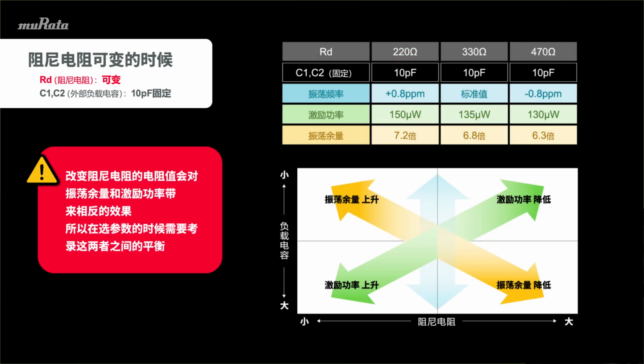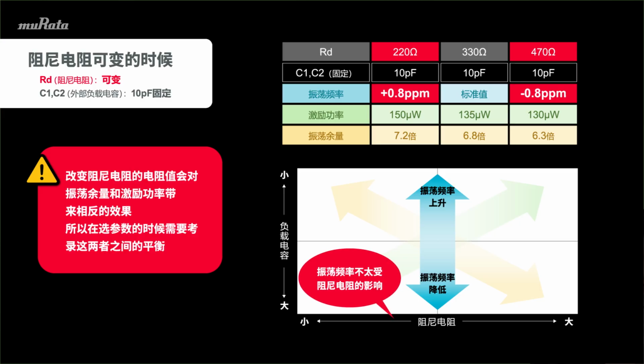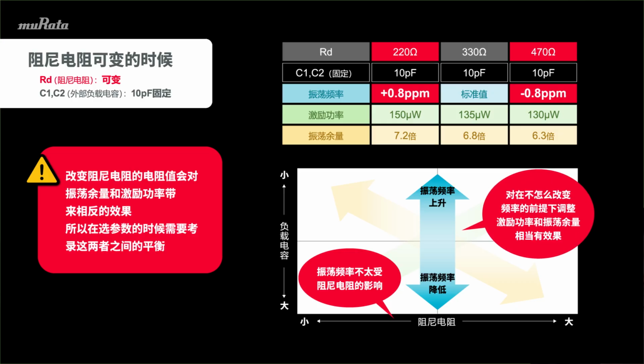By changing the damping resistance value, the oscillation margin and the drive level have opposite effects. It is necessary to select constants that provide balance to the circuit. The oscillation frequency typically varies little if the damping resistance value is changed. This is effective for adjusting the drive level and oscillation margin with little impact to the frequency.